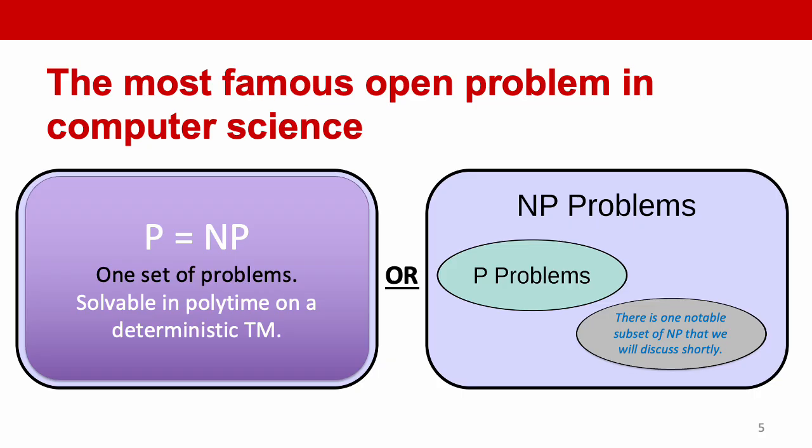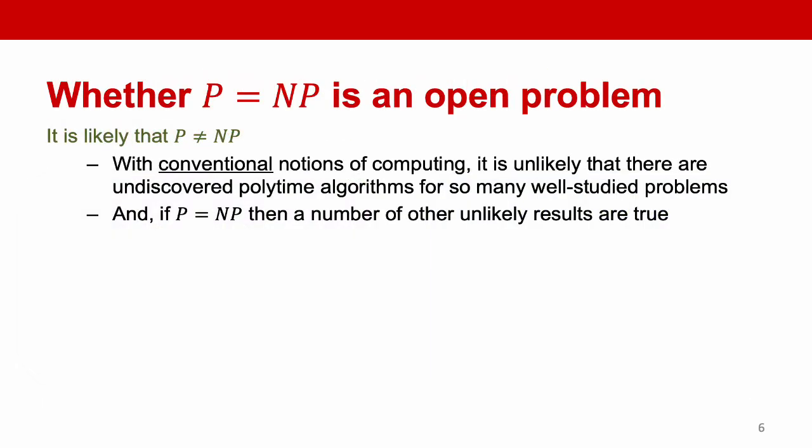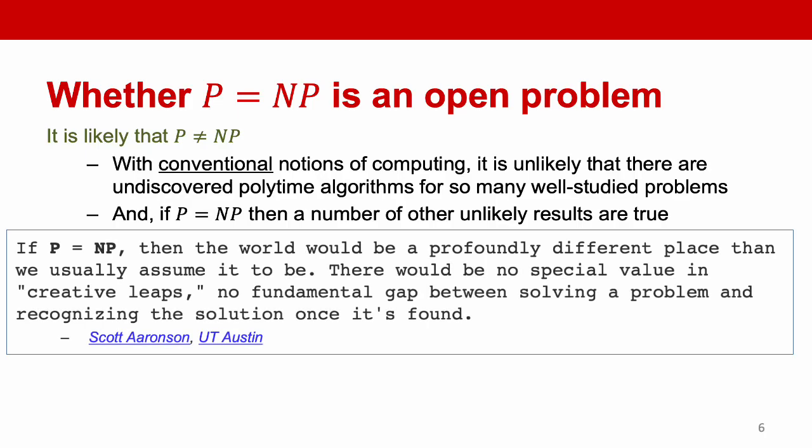This is the most famous open problem in computer science. Is it the case that P is equal to NP, or is it the case that P is a proper subset of NP? Now, we believe that it's unlikely that they're equal. Just with conventional notions of computing, it's unlikely that there are undiscovered polytime algorithms. And if P is equal to NP, then a number of other unlikely results are true. But this is really just our feelings about it. But people do have a lot of strong opinions about this.